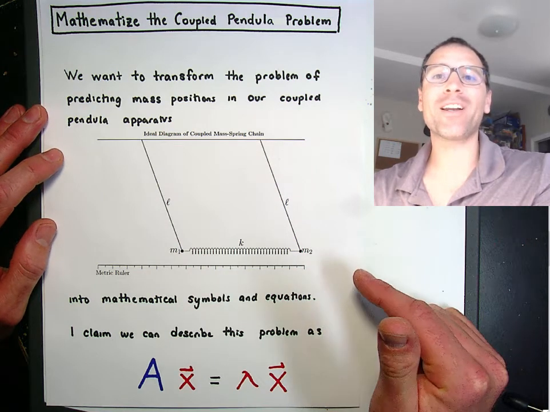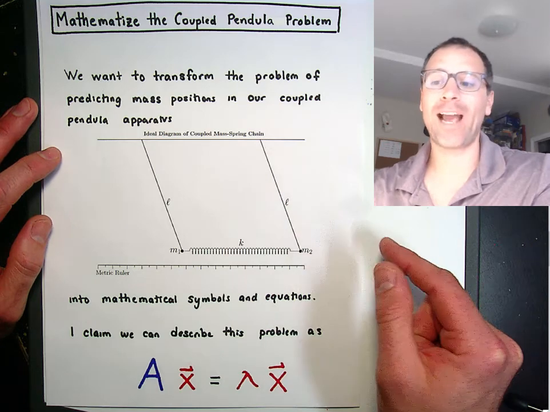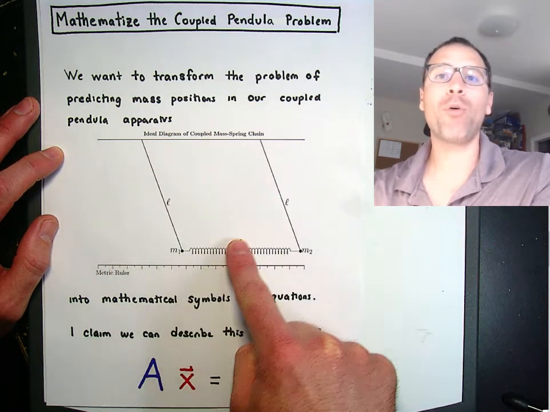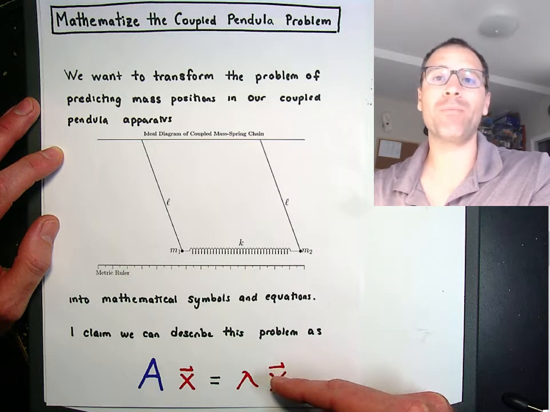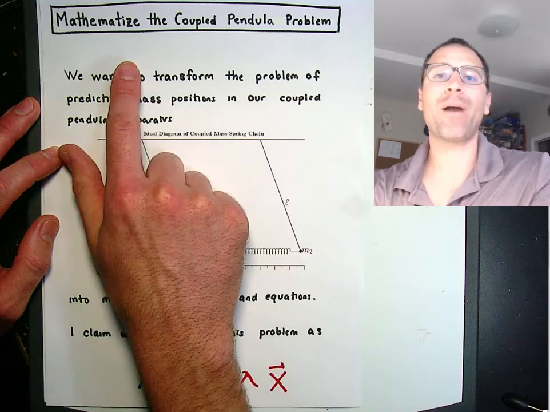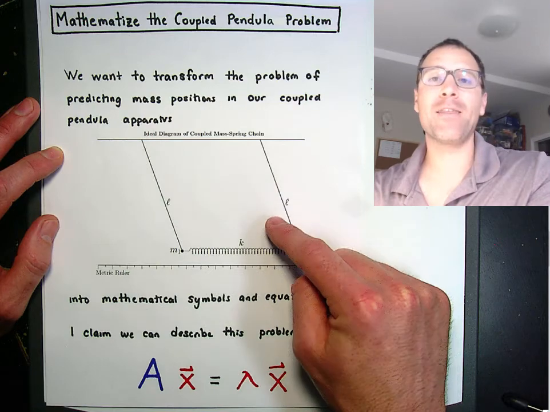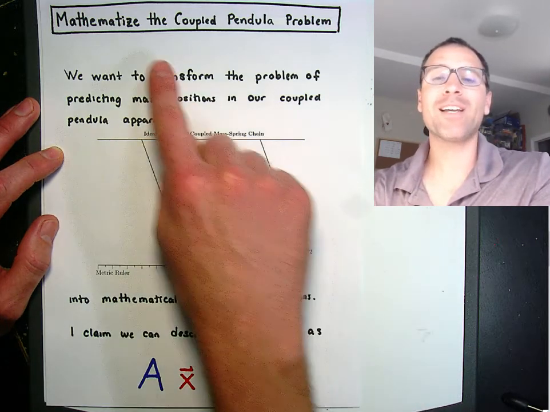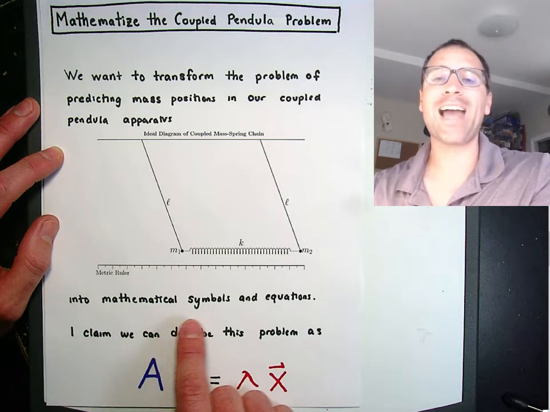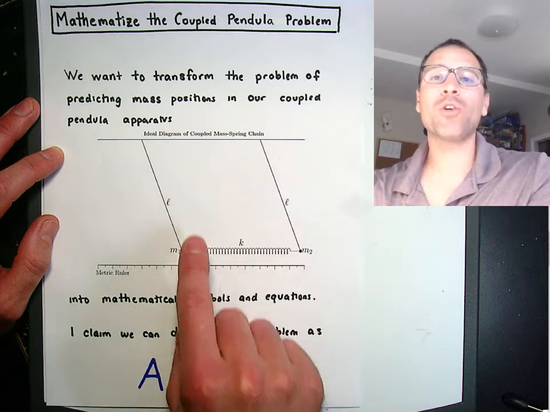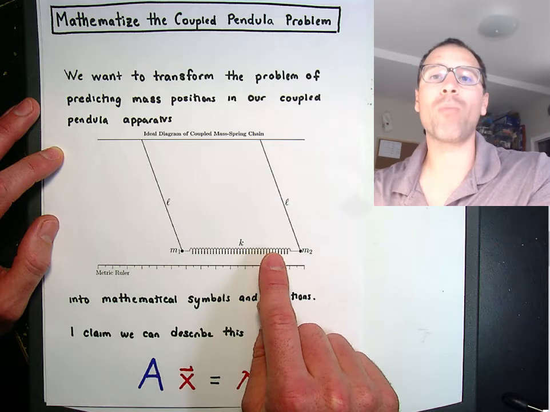In this video, we're going to continue our conversation about how to translate the coupled pendula problem into a standard eigenvalue problem. Specifically, we're going to talk about how to mathematize this problem. When we mathematize the problem, what we mean is turn it into mathematical symbols and equations that capture the relevant features of the problem we're trying to solve.